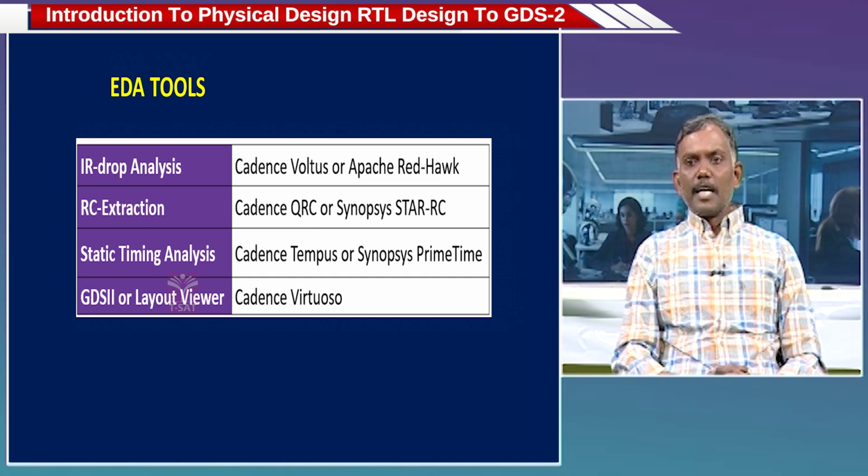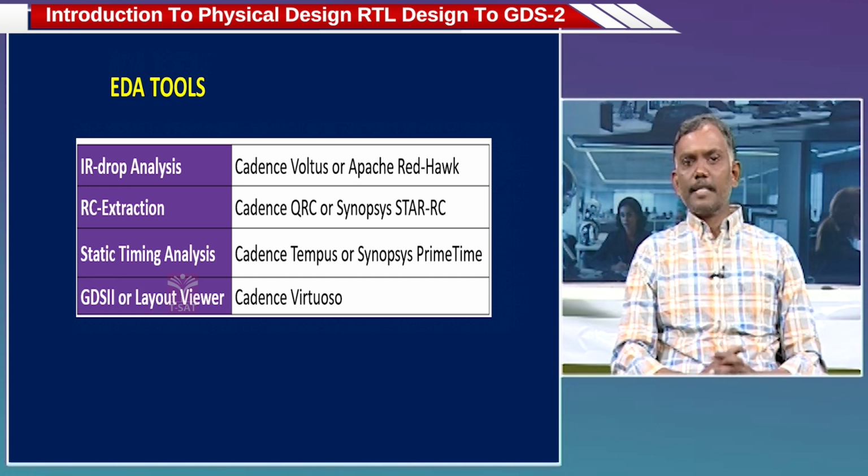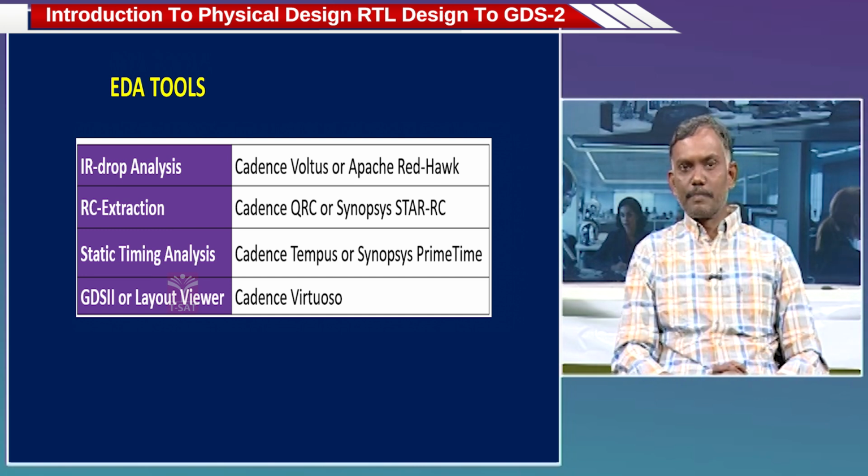For GDS or layout viewing, generally these PNR tools are not capable of loading the GDS. We can't see the base layers, poly, well layers in the PNR tools. If you want to look at the complete design information at a layer level, that is called a GDS or layout viewer. We can use Cadence Virtuoso.